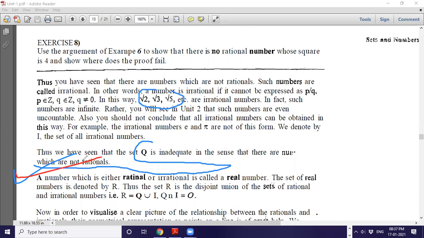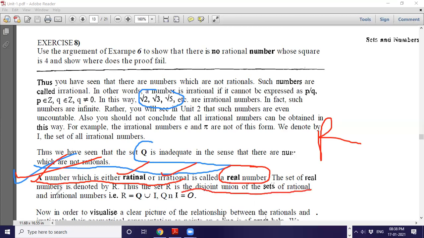want to prove, or we want to actually go through, that a number which is either rational or irrational is called a real number. So the set of the real numbers includes every such number which is either rational or irrational. And this capital R is used to denote such a set. So R is the disjoint union of the sets of rational and irrational numbers.